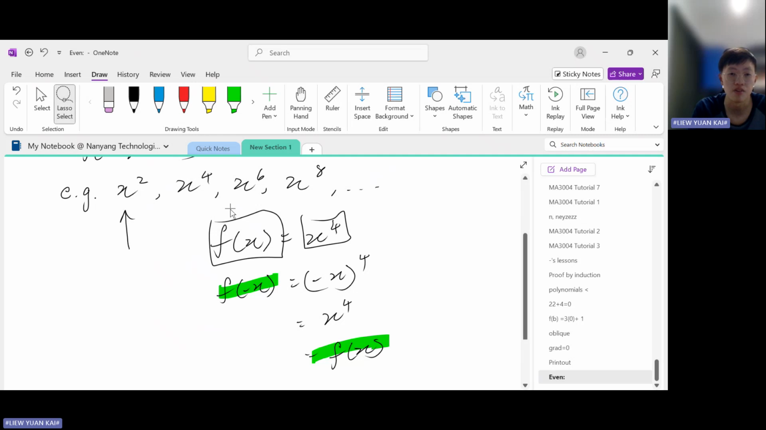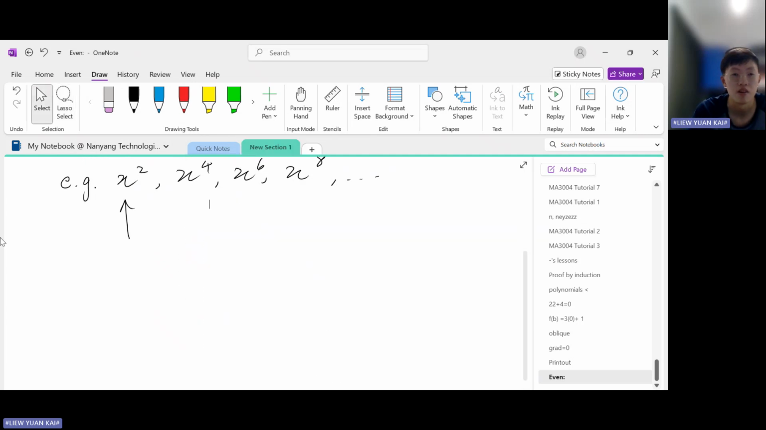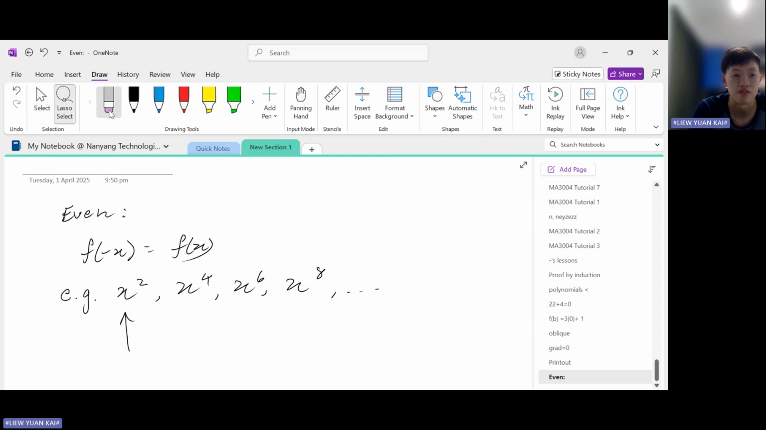And you can do this with all even powered polynomials. So that's an easy way to remember why it is called an even function. It's because for even powered polynomials, they will satisfy this property. So that's how you remember that it is called even function. But you need not be polynomials.